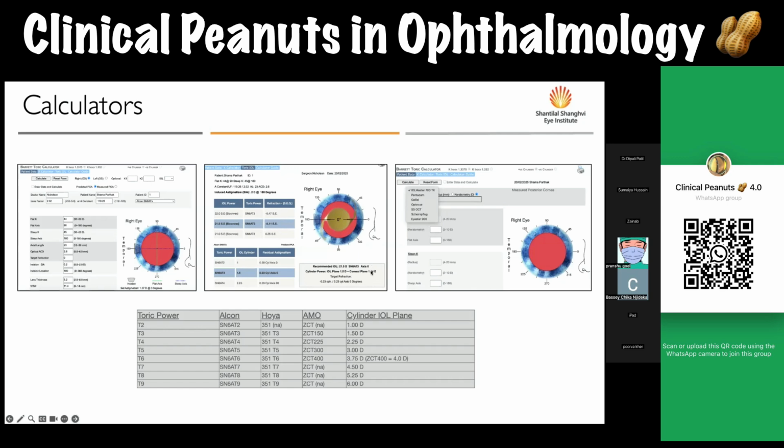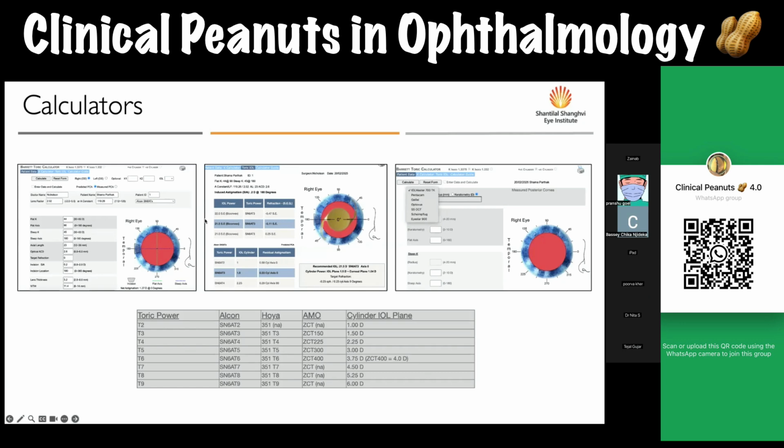And it also gives you all of this data about what your target refraction is likely to be and how much of a corneal plane cylinder you're correcting. The advantage of using the Barrett calculator as against the Alcon and J&J calculators is that it also calculates the spherical power of the IOL that might give you the best results.